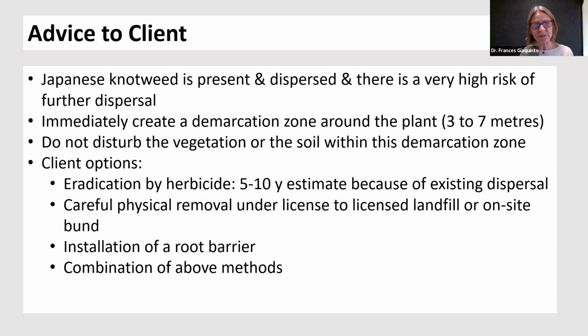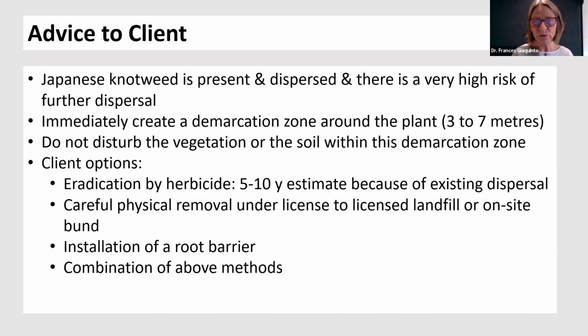But again, not as expensive as taking it off site, but it's certainly tricky. Installation of root barriers can be done. That means that the ground in which the Japanese knotweed is growing can be isolated from your structure, but the root barrier is only guaranteed to last about 30 years. So it's only a temporary method. In all eventualities, you're going to use a combination of the above methods.